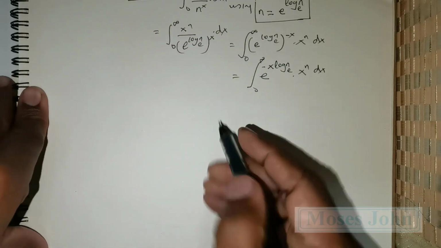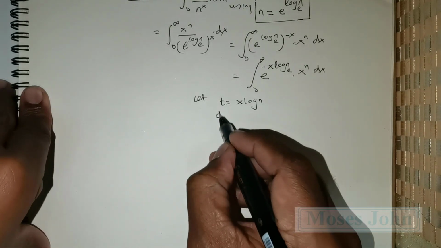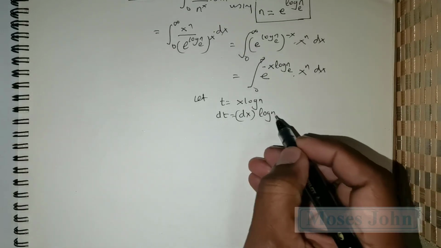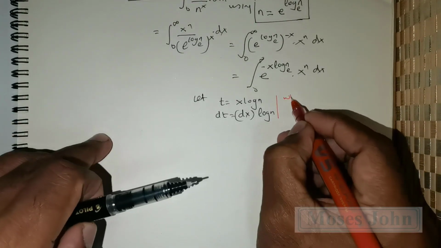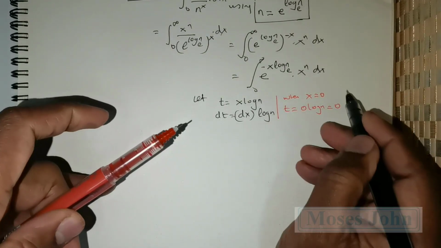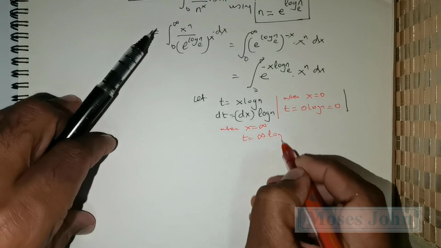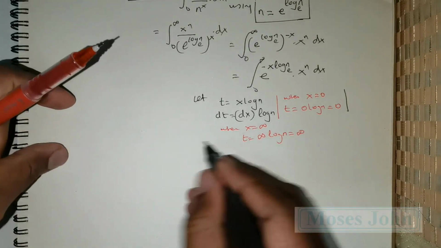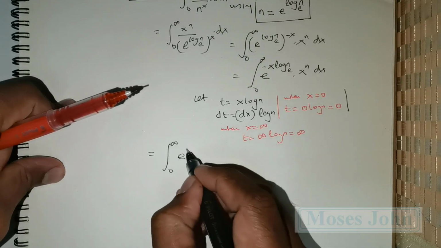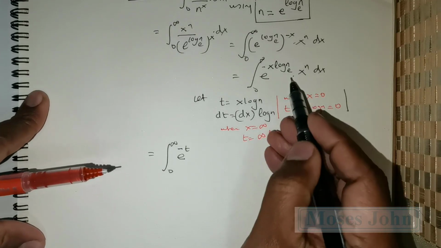Now I would be using the substitution, let t be equal to x times log n. So from here dt will be equal to log n dx, where log n is a constant. When x is equal to 0, t will be equal to 0 times log n, which is equal to 0, and when x is equal to infinity, t will be equal to infinity times log n, which is equal to infinity. So using these two limits, we get 0 to infinity again, e raised to the power negative t, and in place of x you need to make the substitution.